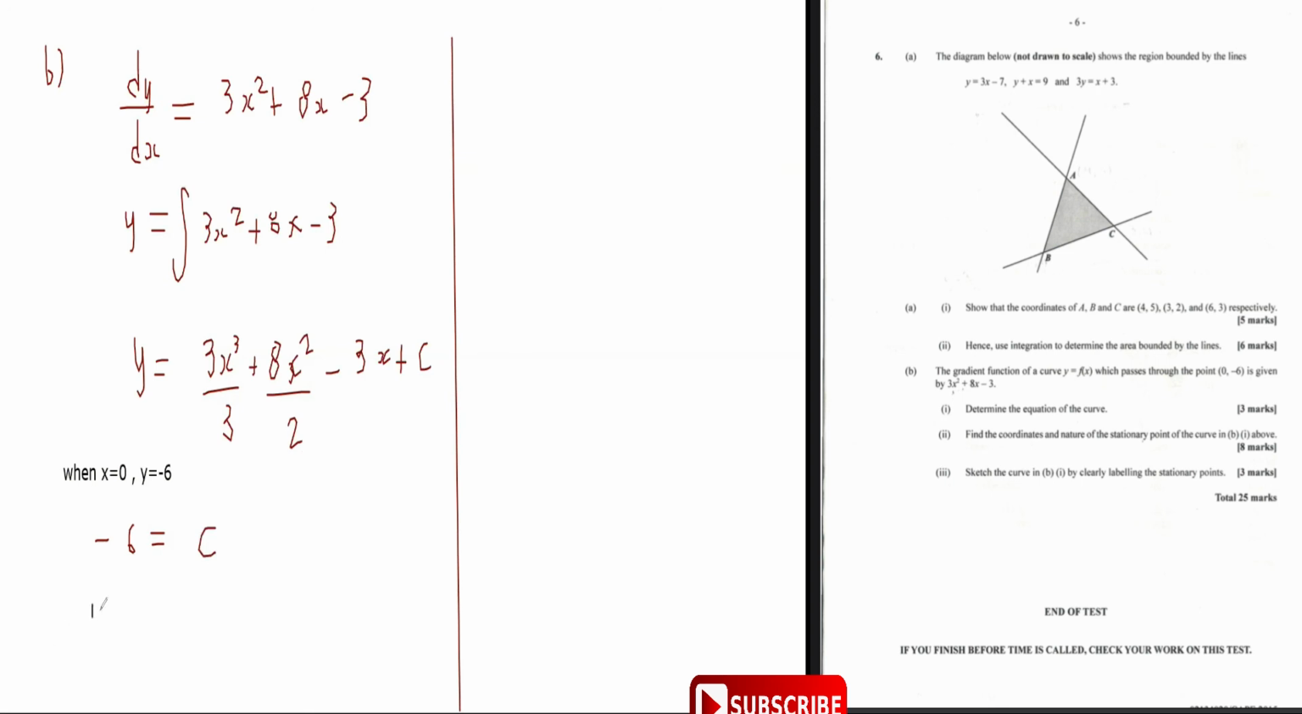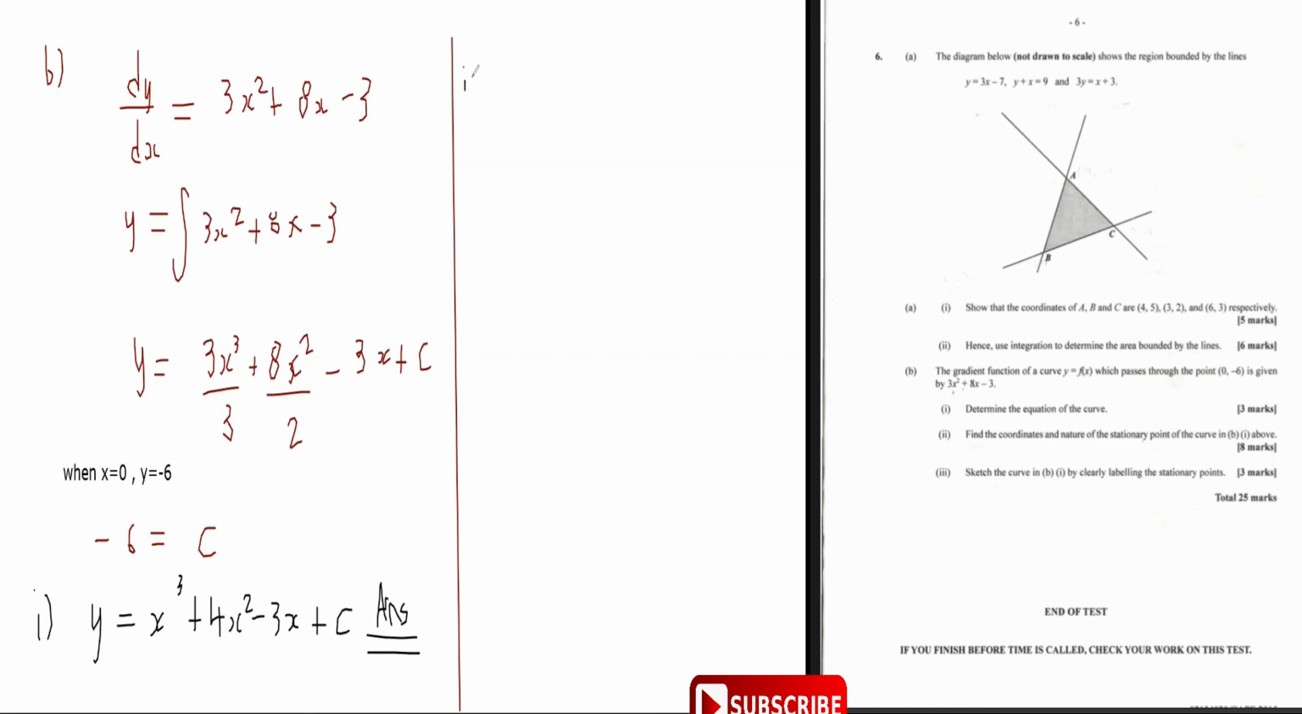So the equation of the curve is given by y is equal to 3x cubed over 3, which is x cubed, plus 8x squared over 2, which is 4x squared, minus 3x plus c. All right, and that's the equation of the curve. y is equal to x cubed plus 4x squared minus 3x minus 6. So that's part 1. That's the equation of the curve. Nice and easy. Nice.